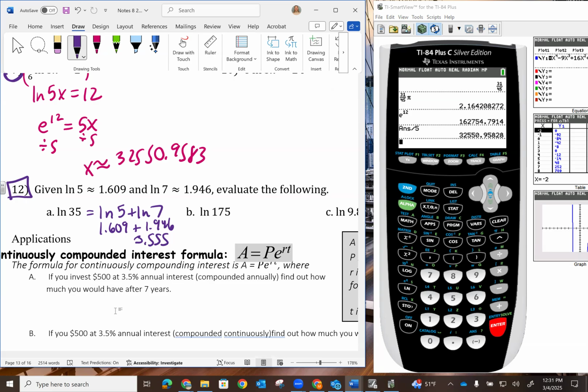The next one really is 5 times 5 times 7. So you could just do the ln of 5 plus the ln of 5 plus the ln of 7 to get you that answer. I need to make sure the numbers aren't too super big, so that you can do these without too much pain.